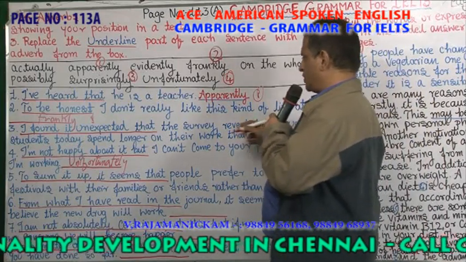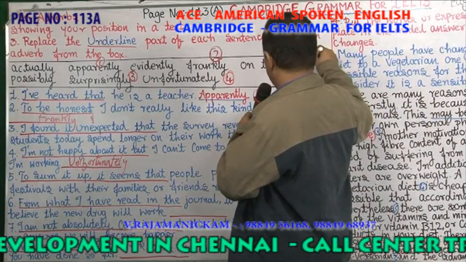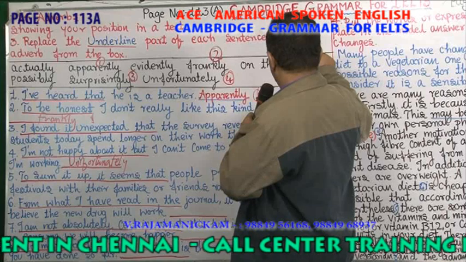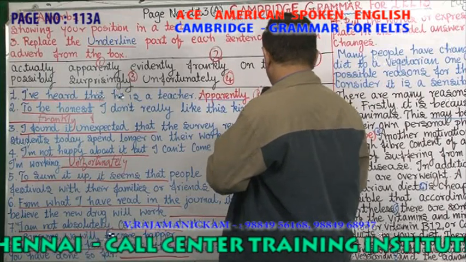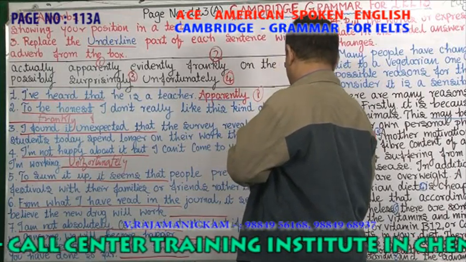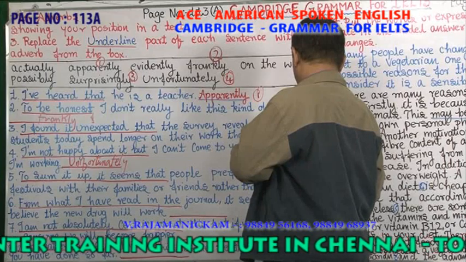On the whole. To sum it up comes on the whole. Instead of sum it up, you can use on the whole. So on the whole, right? On the whole.